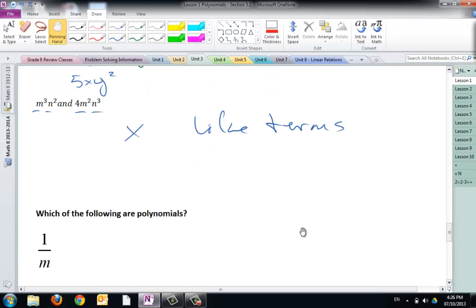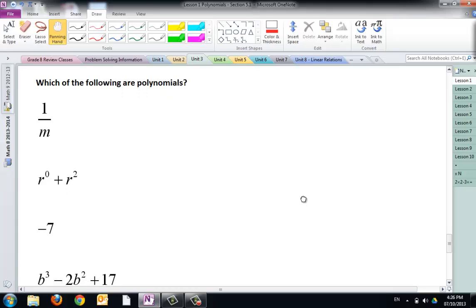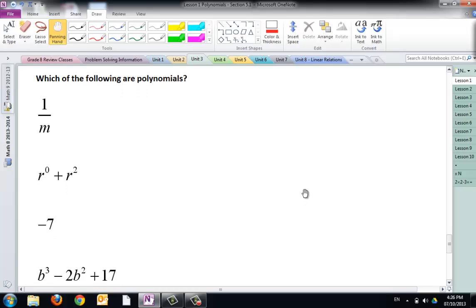Now, just to wrap up this video, let's take a look at a couple of things here. Which of these can be considered polynomials? We saw in our last unit that this is the same thing as m to the negative 1. Polynomials cannot contain a negative exponent, so this is not a polynomial.